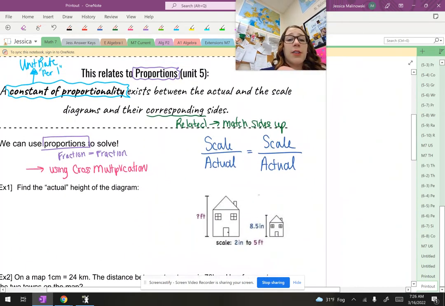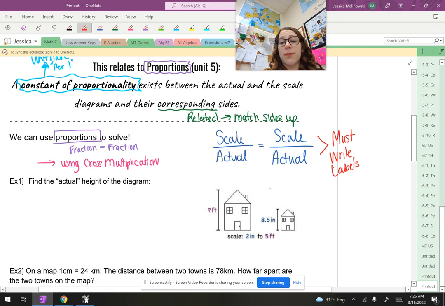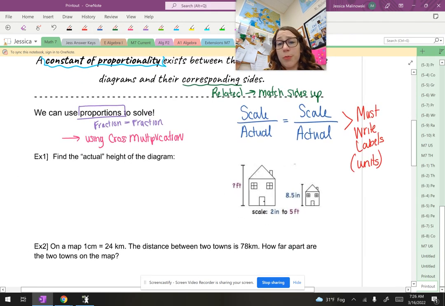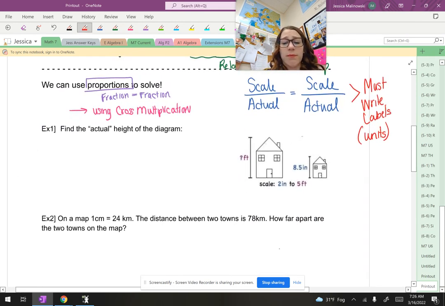Keeping in mind that just like when we were setting up proportions in Unit 5, I'm going to be a bit of a stickler about making sure that you are writing your labels. You must write your labels. If you ask me questions, I am not going to give you any help unless you have labels on your fractions. And those labels are just going to be units of measurement, like feet and inches and so on and so forth.